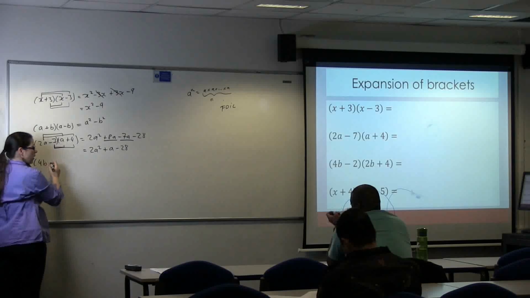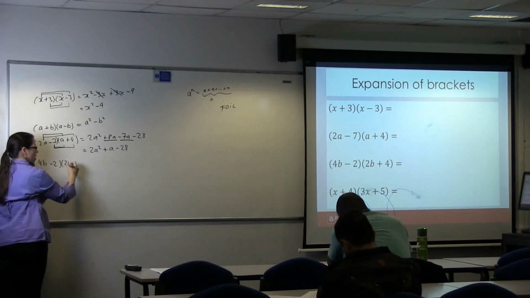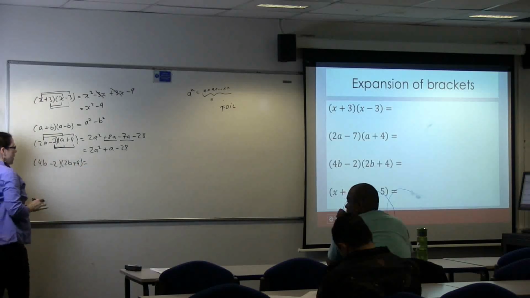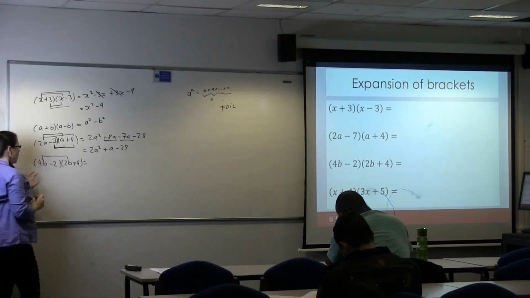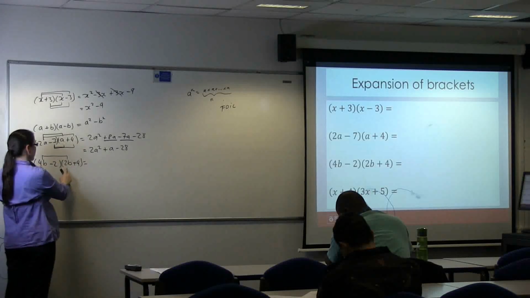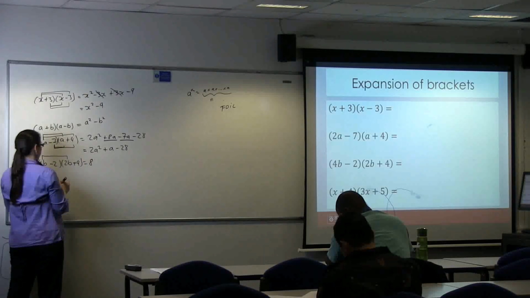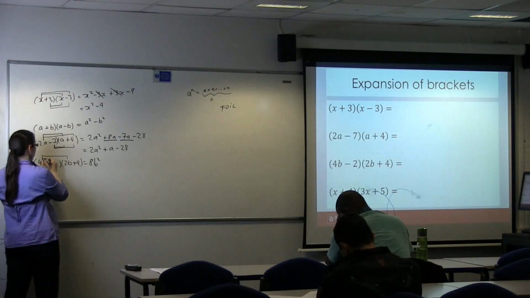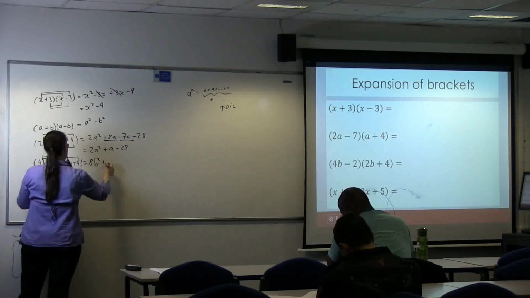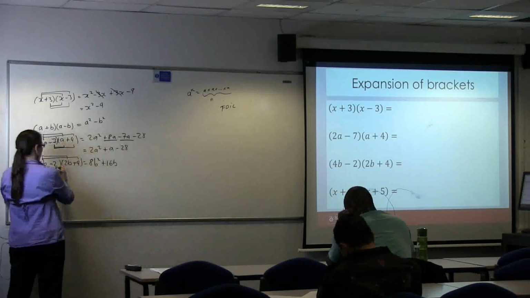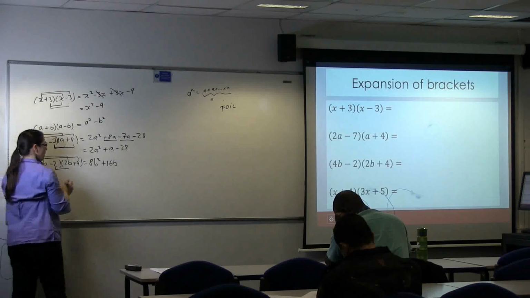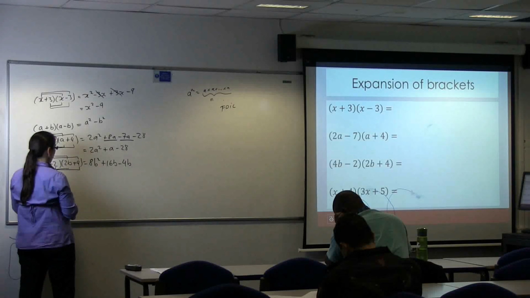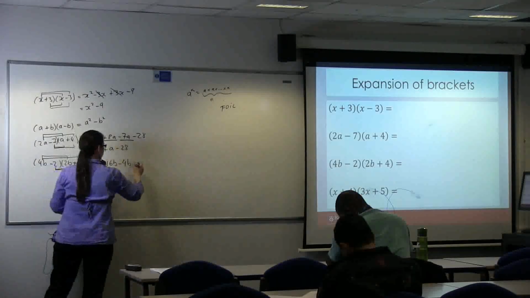Next one, 4b minus 2 times 2b plus 4. So again, term by term. 4b times 2b, I can multiply the numbers together separately, that's 8, and I can multiply b by b, which gives me b squared. Then 4b times 4 gives me positive 16b. Then minus 2 times positive 2b is negative 4b. And minus 2 times positive 4 gives me negative 8.